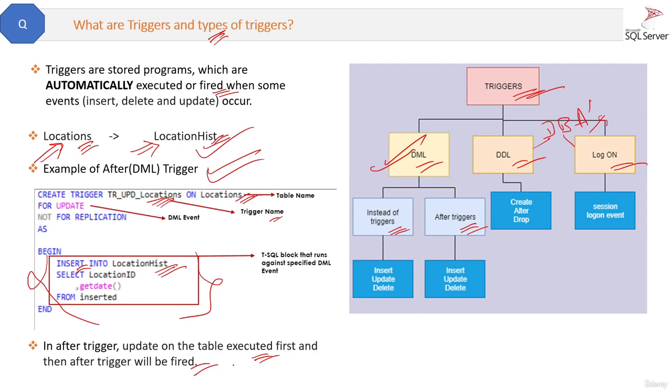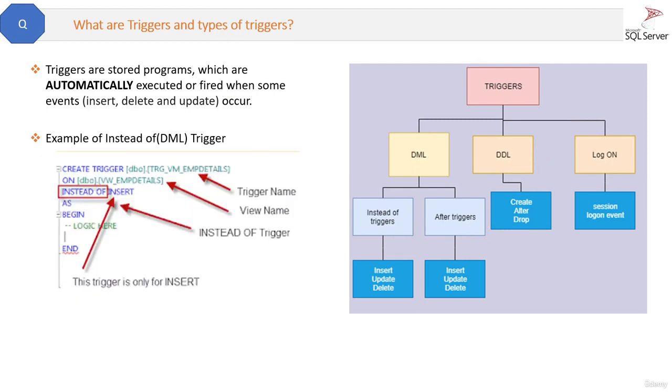Now let's see the second DML trigger, which is the instead of trigger. Instead of triggers are slightly different. First of all, you will use an instead of statement like this. See in the example, if anyone tries to insert data in this view employee details, then this instead of trigger will stop or forbid this insert execution, and instead it will execute some other command which can be written inside the logic here.